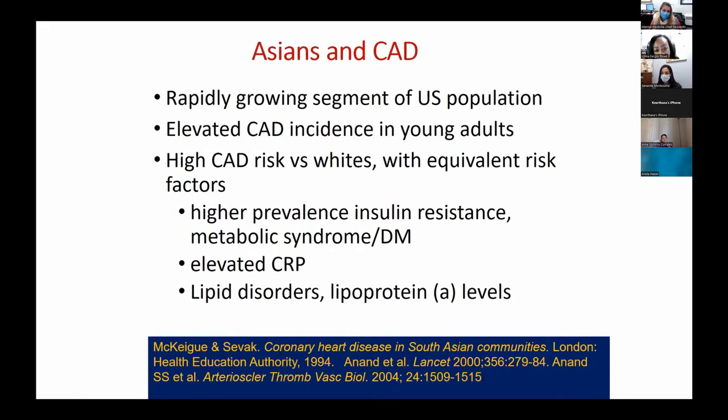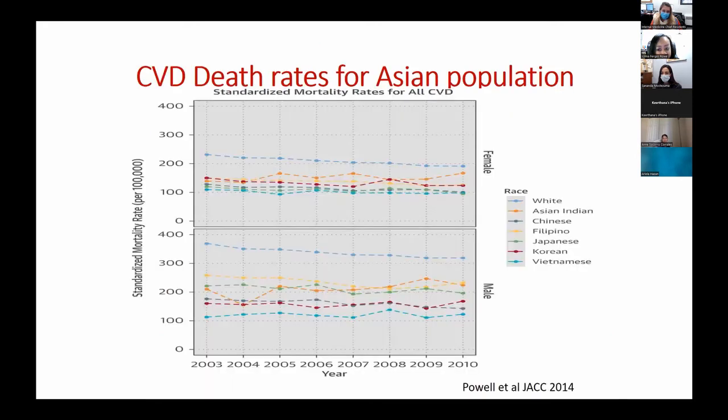Just talking about Asians and CAD, as I mentioned, it was a rapidly growing component of the US population, with higher prevalence of insulin resistance, elevated CRP, lipid disorders. This slide shows that we don't have a lot of data, but the data is increasing. We'll have more data, but you'll see that the rate of CVD death rates compared to US whites is increasing. And again, it's a breakdown among the different subgroups, and you can see that the Asian Indians, at least on the top for the females, that is increasing very rapidly. It's an increased slope, so we need to make significant interventions into this group.